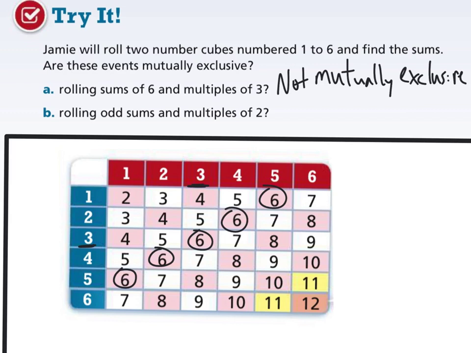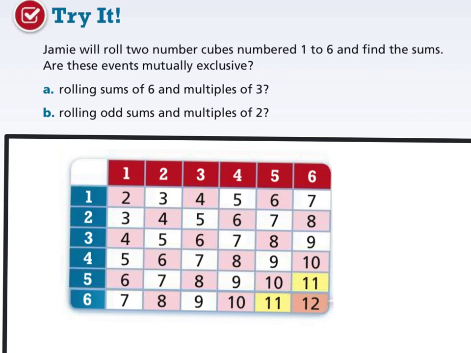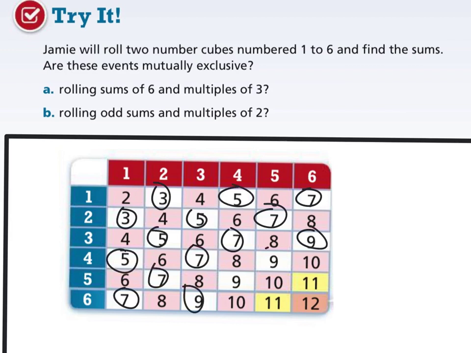Part B, it talks about odd sums and multiples of 2. So odds, pretty much it's going to be all these white ones are the odds plus those sums of 11 down here. Those are all the odd sums. And then multiples of 2. Multiples of 2, 2, 4, 6, 8, 10, so on. Those are multiples of 2. So those are not the same as our odd ones, so those are mutually exclusive.